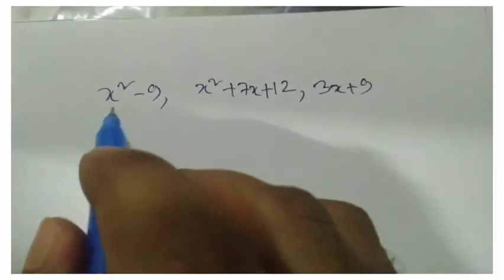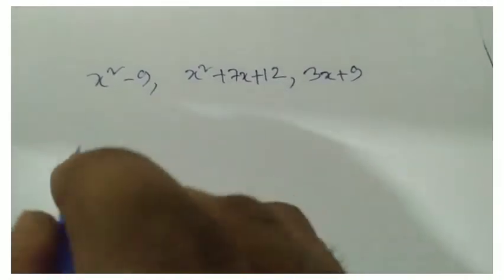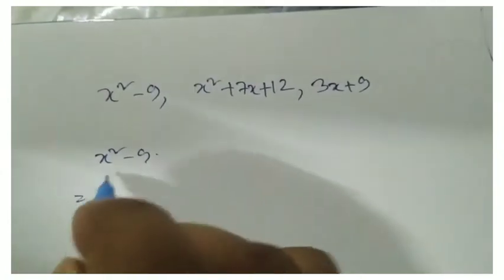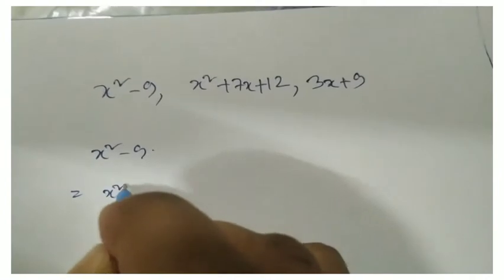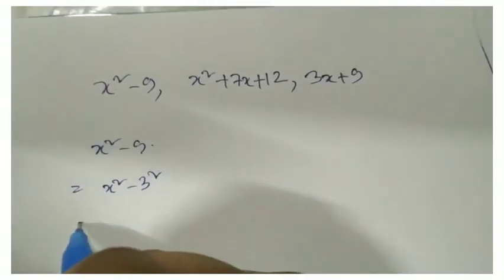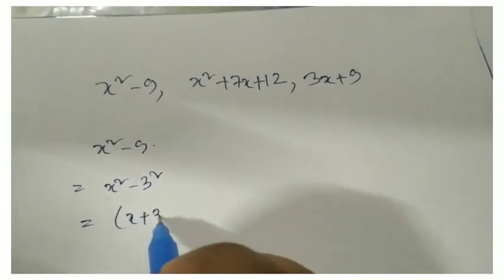First of all, we need to factorize all three expressions. How can we factorize? X square minus 9 can be written as x square minus 3 square. You know this form: a square minus b square equals what? A plus b into a minus b. So x plus 3 into x minus 3.